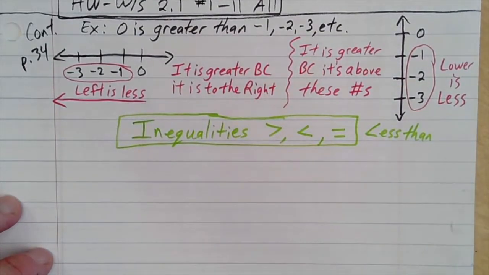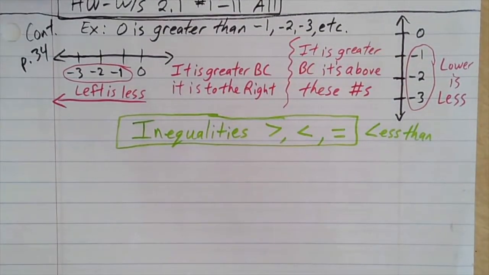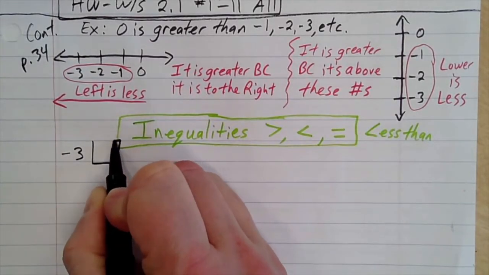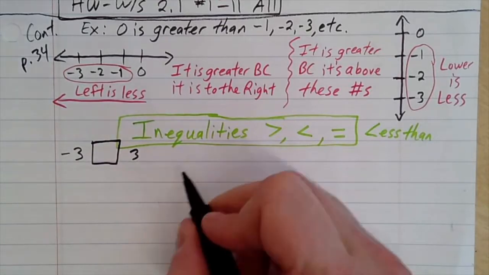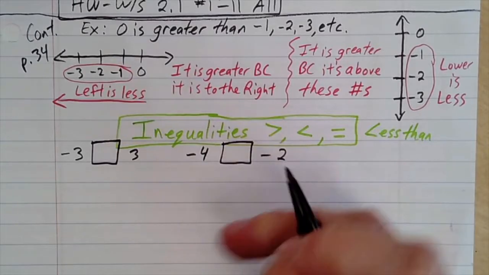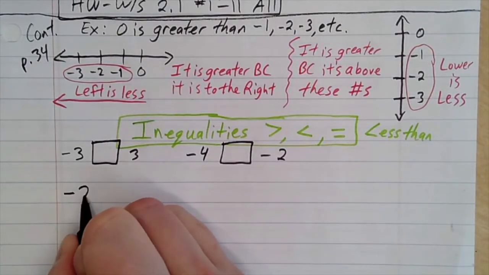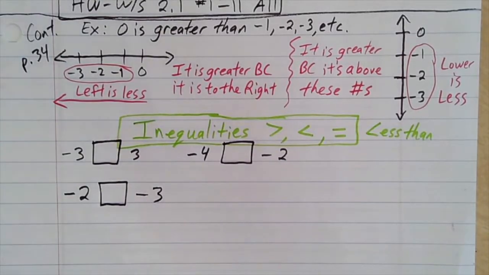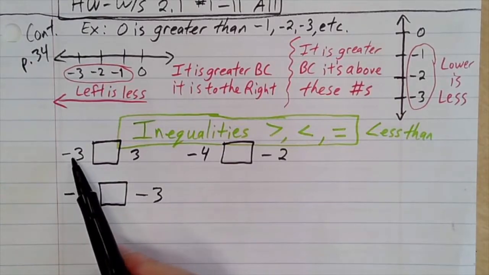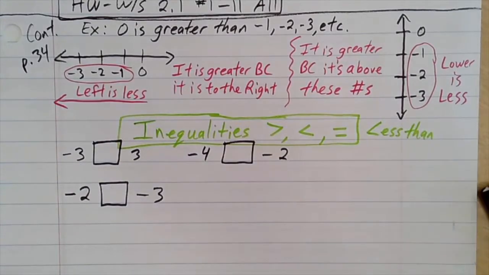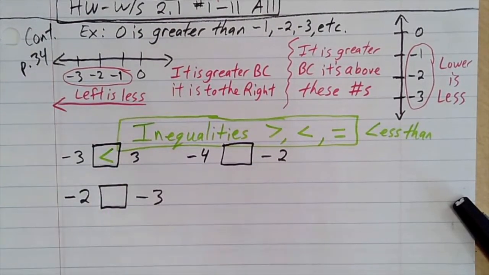So you're going to have some inequalities that look like this, where you've got -3, and then they give you this box to fill in the inequality compared to 3. You've got -4, and then you have to fill in this box compared to -2. They're going to give you -2, and then a box to fill in compared to -3. So you could draw number lines to help you with this, and some people can just see that -3 is less than 3 because it's a negative number, and so it's easy to say, yeah, I know it's less than. I can fill that in.